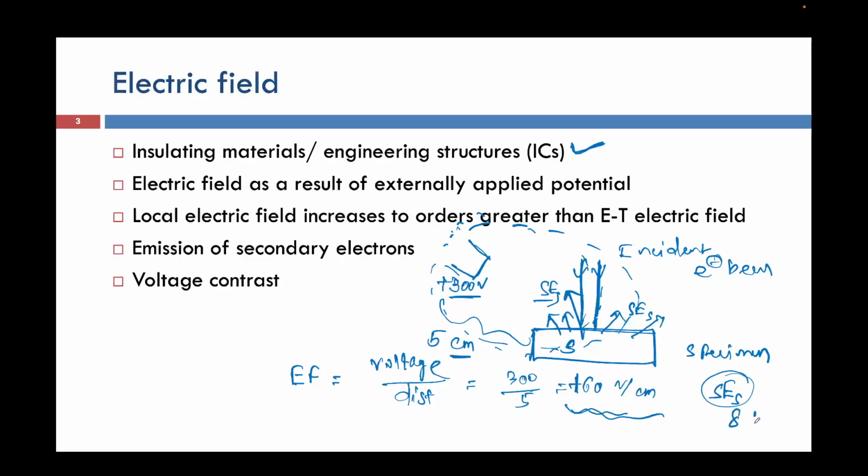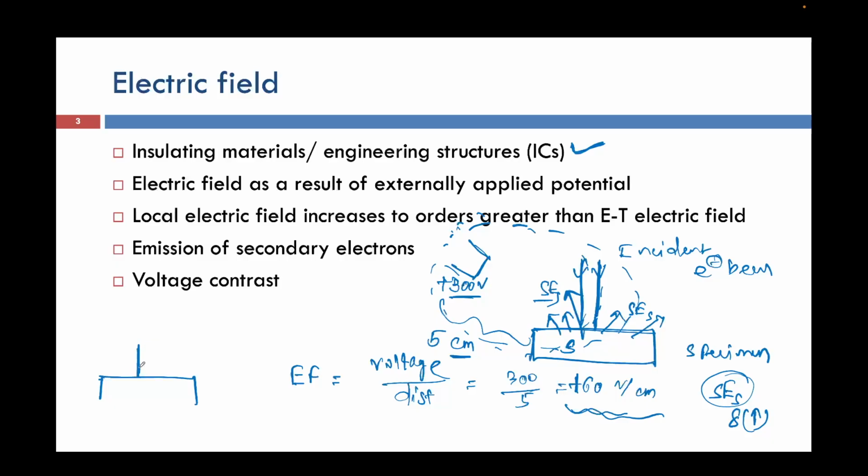That means my delta secondary electron yield will also increase in the general scenario. But now, keeping aside this general scenario, let's see another case. So the electron beam is coming, right?